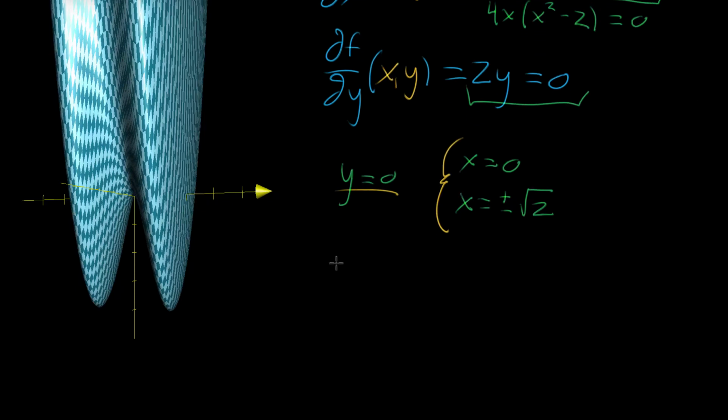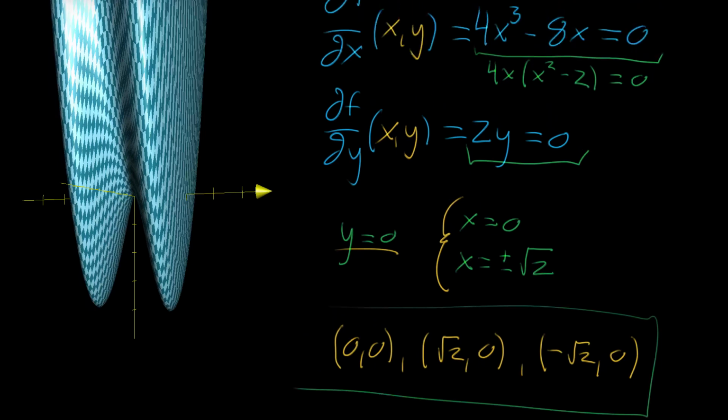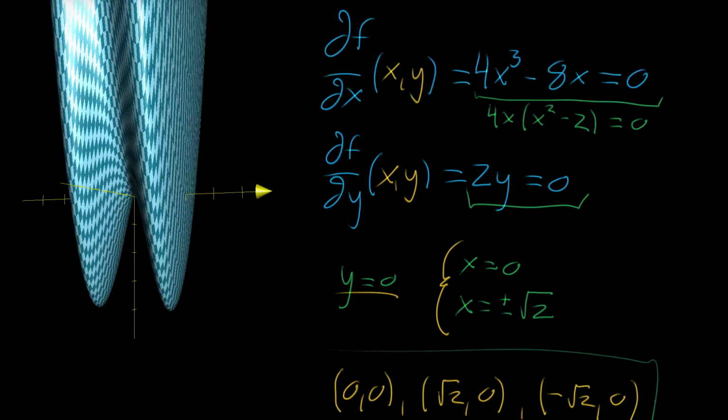Our three solutions as ordered pairs are going to be either (0, 0), for when x is 0 and y is 0, (square root of 2, 0), and then (negative square root of 2, 0). These are the three different points, the three different values for x and y that satisfy the two requirements that both partial derivatives are 0.